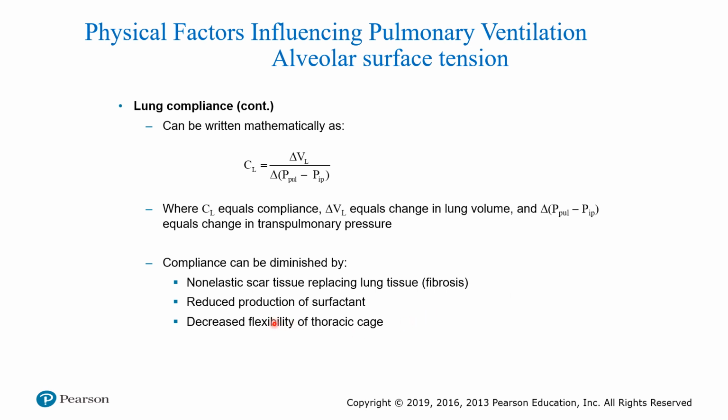And then maybe, due to some reason, there is reduced production of the surfactant. Now this is going to increase the surface tension, and the compliance will decrease. And then the other reason can be that the lung is okay, but there is some problem with the thoracic cage. So if the thoracic cage cannot lift up, even then the lung compliance will decrease.